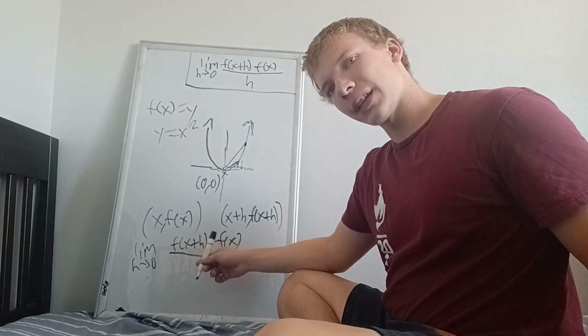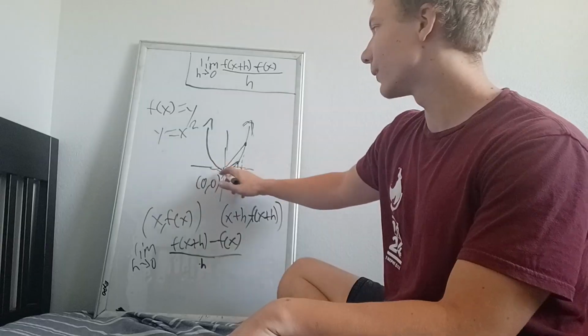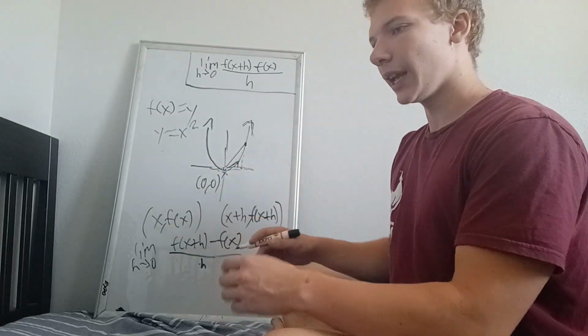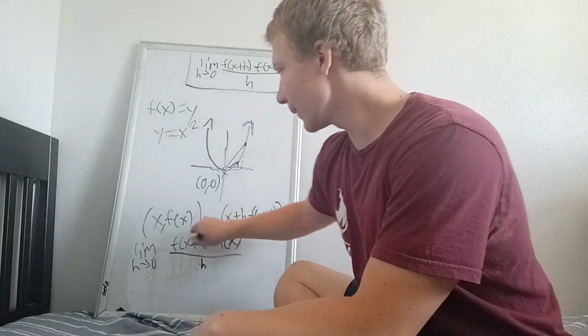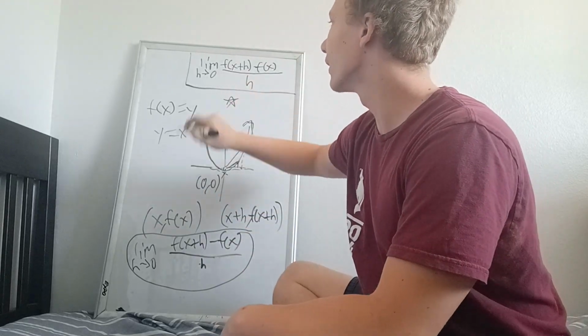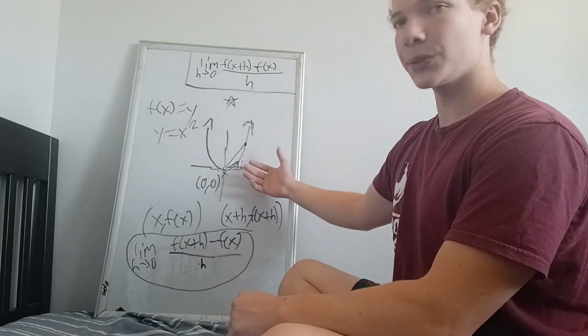Don't think of it as f of x plus h. Think of it as f of x plus a little bit, right? It's a little bit over, and we want that little bit to be as small as possible in order to get the slope at a single point. And obviously, we can see that we've now derived the original definition, that difference quotient. This is where it comes from.